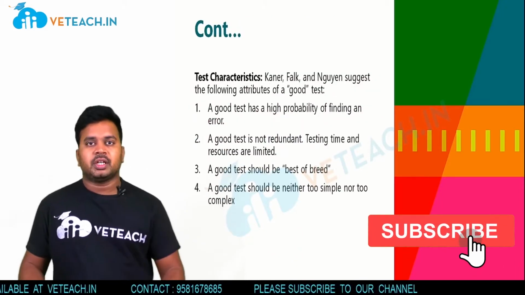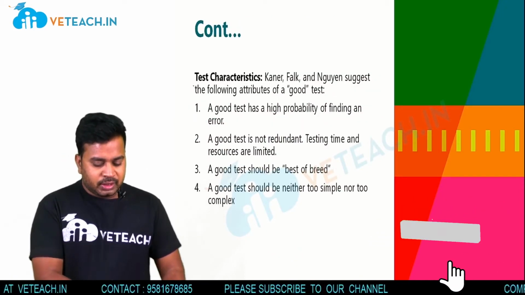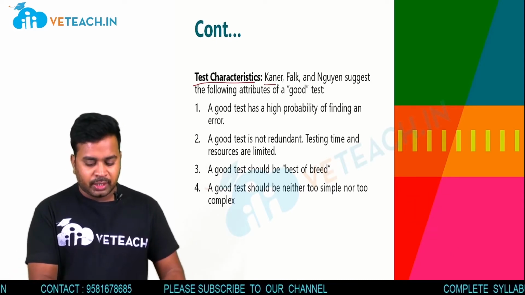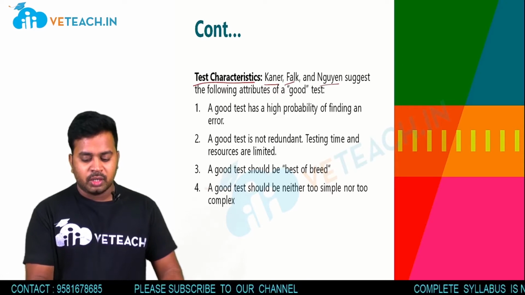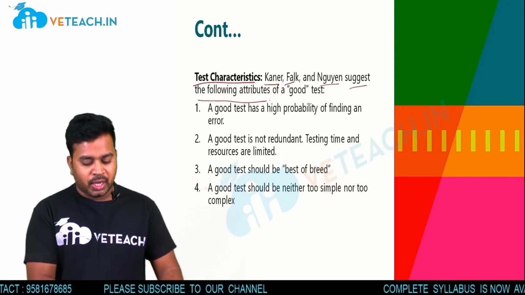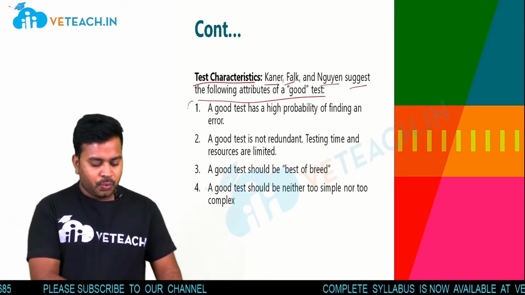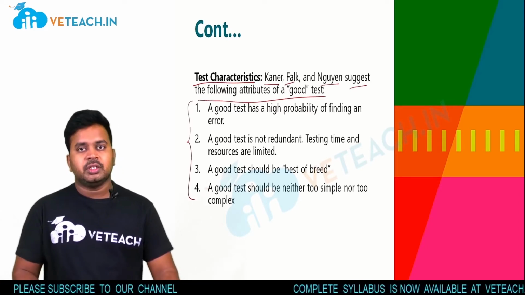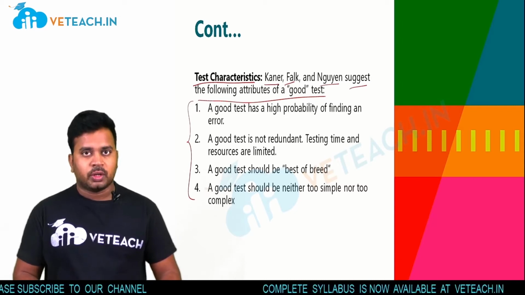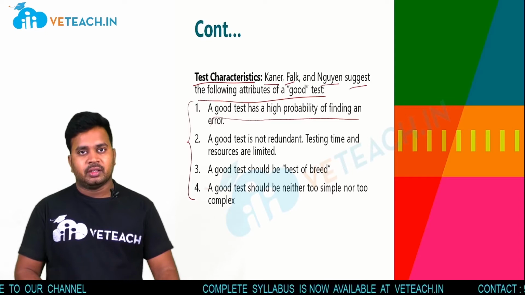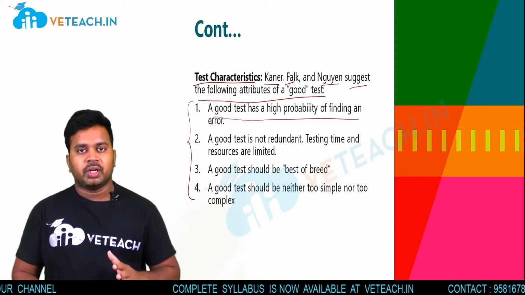The next topic, a continuation, is test characteristics. Here three authors, Kaner, Falk, and Nguyen, suggest the following attributes for a good test. We have four attributes for designing a good test. Look at the first one: a good test has a high probability of finding an error. That is the first important attribute.